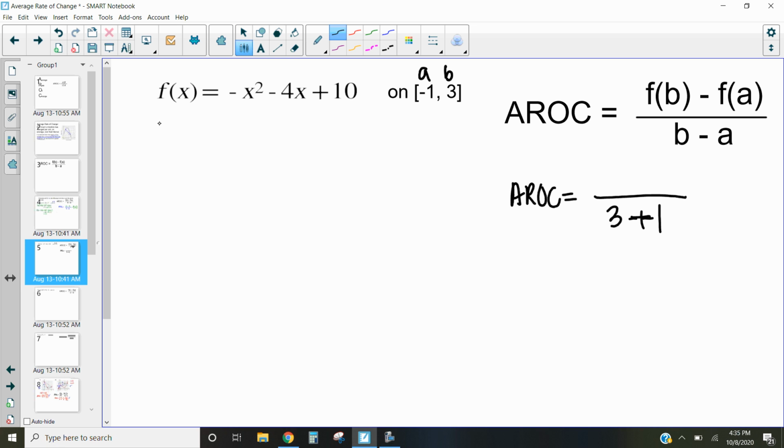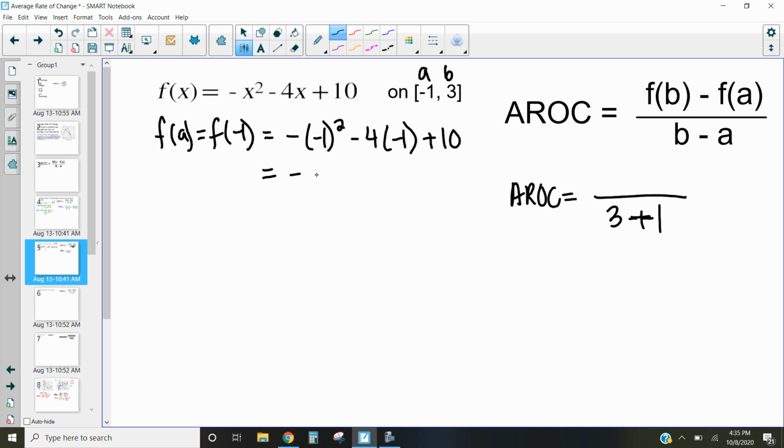Fantastic. Now we need to find f of a and f of b. So f of a is when we substitute in negative 1. We have negative 1 squared minus 4 times negative 1 plus 10. Let's go ahead and simplify that now: negative 1 plus 4 plus 10. Well, that simplifies to 13. So f of a is 13.